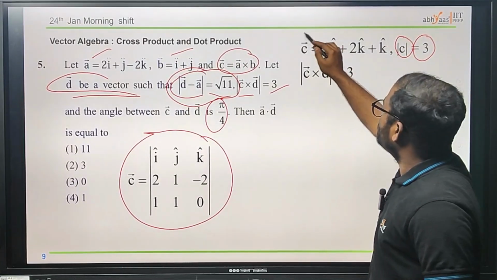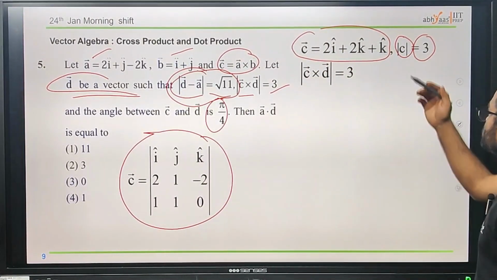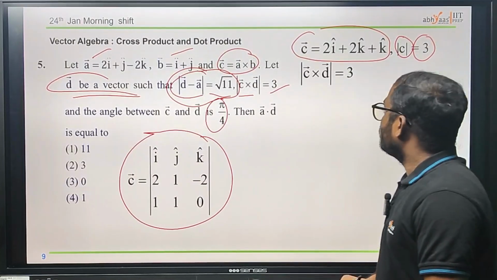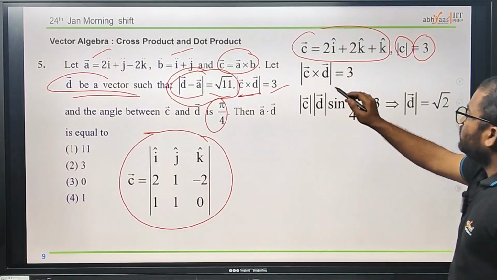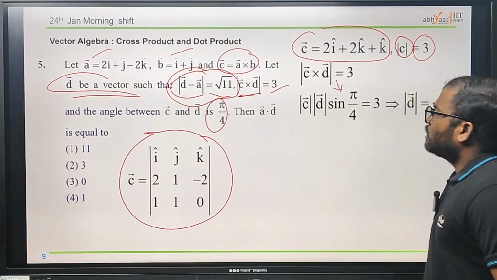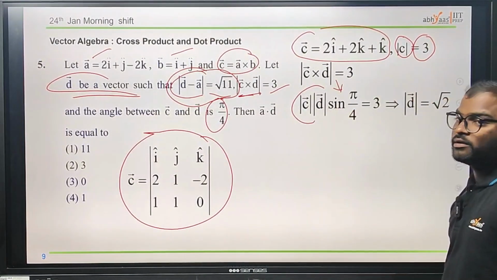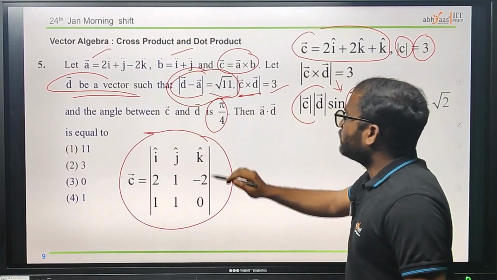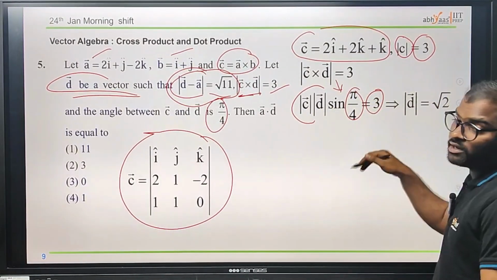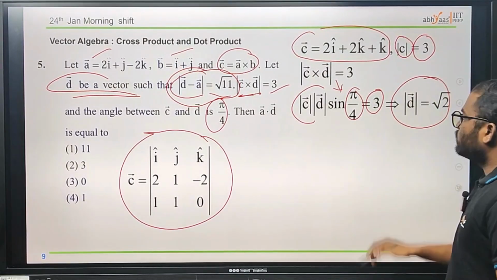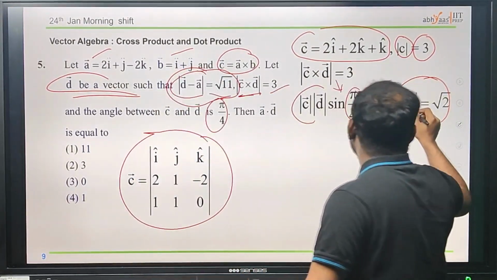And this will be the cross product of C. Now we got C and the magnitude of C, and now we need to find C cross D, which is already given. This can be written as magnitude C, magnitude D, sin of pi by 4, since theta is already given as pi by 4. We substitute those values here and equate, and the magnitude of D is root 2. Now we have the magnitudes of C and D.